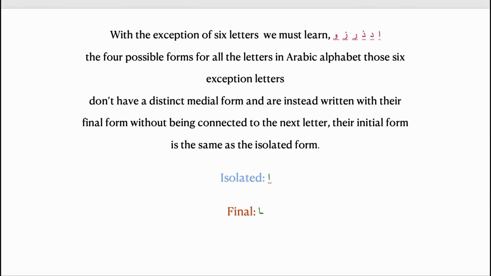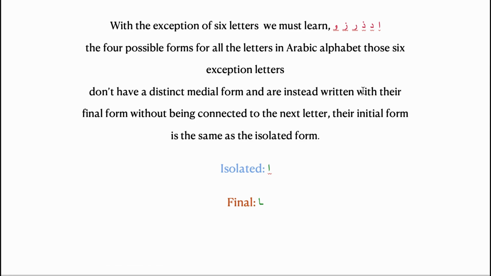There are exceptions of six letters we must learn: alif, dal, dhal, ra, zain, waw. The four possible forms apply to all the letters in Arabic, but those six exception letters do not have a distinct medial form and are instead written with their final form without being connected to the next letter. Their initial form is the same as their isolated form. As you see, for the isolated alif, I put a little dash before the alif, to make it like a liaison, so that you can attach any other letter to it, and I will show you shortly how it will be attached.